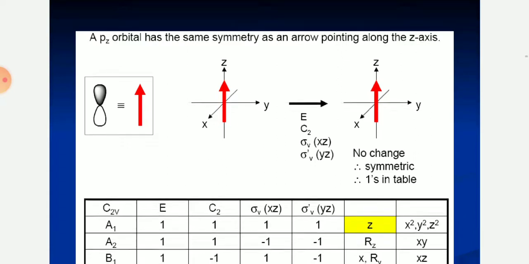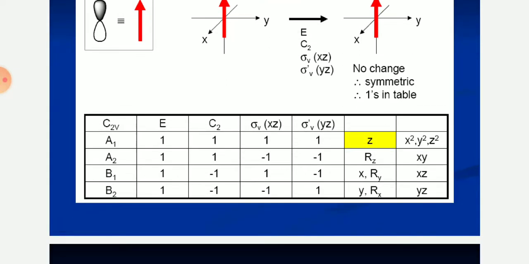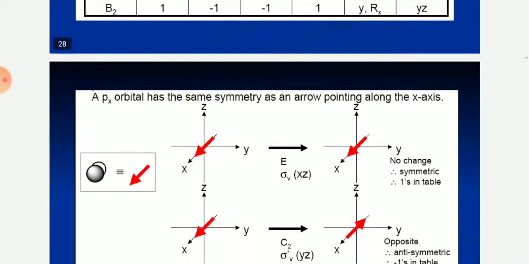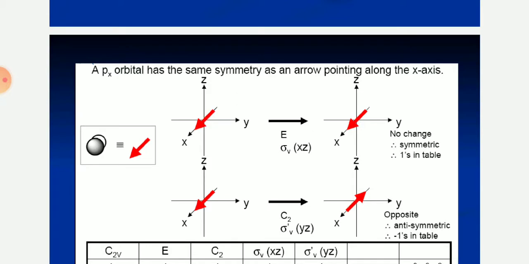Okay, so in this you can see the 1 1 1 1 are symmetric and the -1 are antisymmetric. Now for the px orbital, okay, if you see the px orbital, there is no change in the symmetry, so it will be 1 in the table, for the symmetric. Okay, but if you rotate this molecule by C2 and sigma dash V, there is an anti-symmetric operation done. So the function for this kind of operation will be -1 in the table.